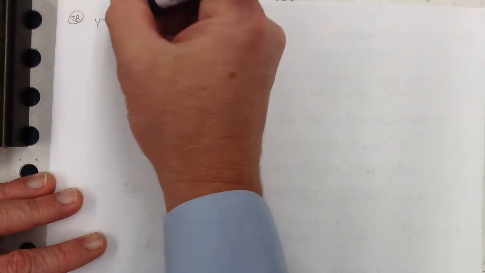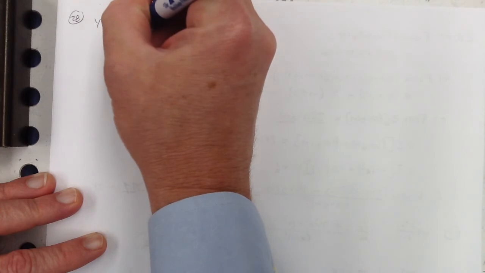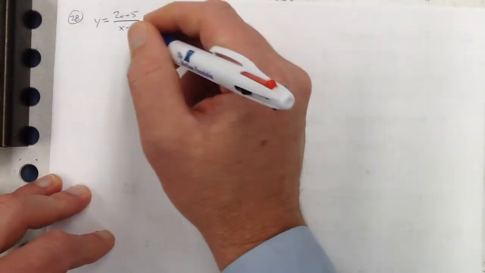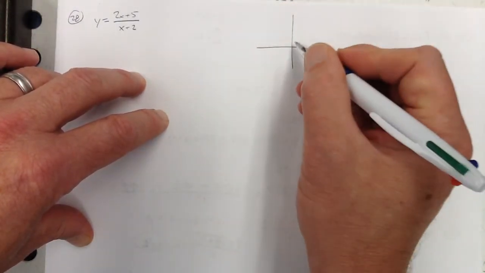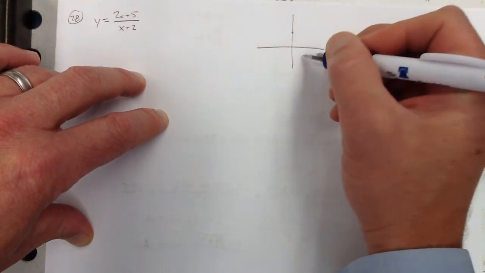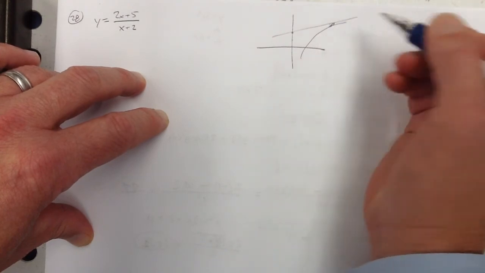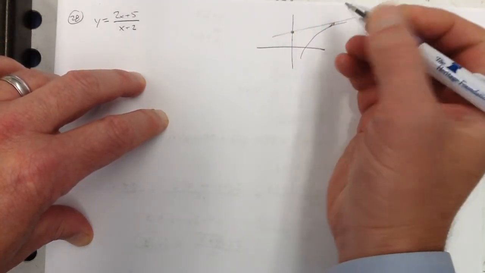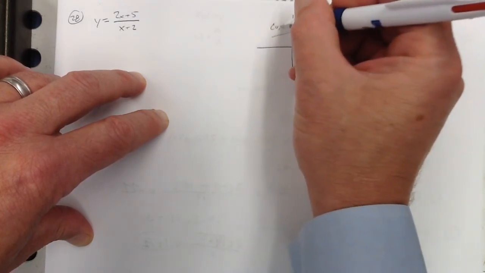We have y equals (2x plus 5) over (x plus 2). And this time we want the tangent line to have a y-intercept of 2. I'm going to make my little graph again. So whatever this function looks like, I want the tangent line to it to have a y-intercept of 2. In other words, it goes through the point (0, 2).